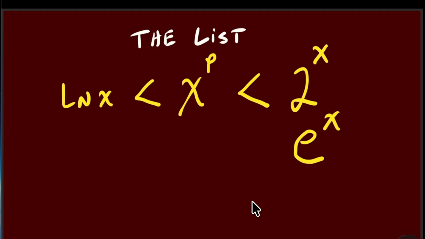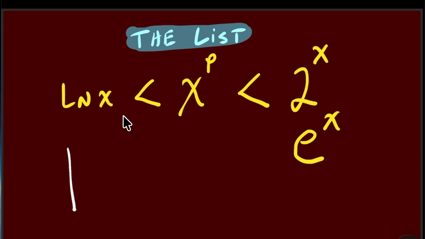Perhaps this is a good time to review what I call the list. And the list compares each of these very common functions in terms of how fast they go to infinity. So it turns out that these growth functions, e to the x, which we just saw, 2 to the x, growth functions are going to grow faster than x raised to some integer p, which in turn are going to grow faster than the natural log of x. So in other words, the natural log of x is the slowest out of these functions.